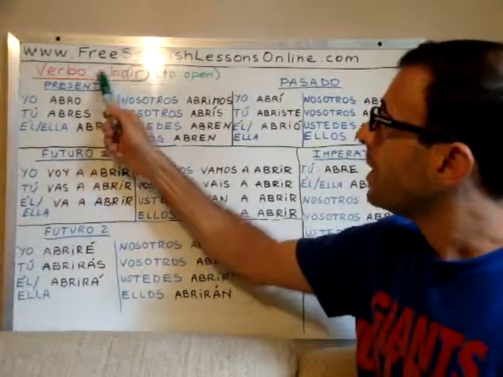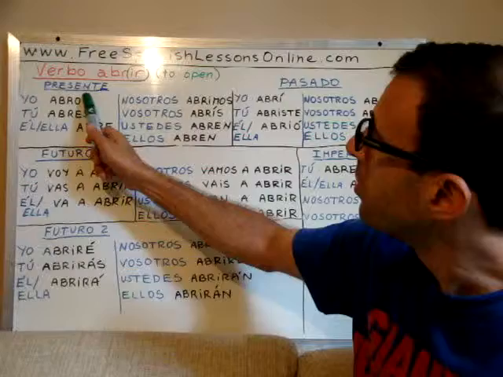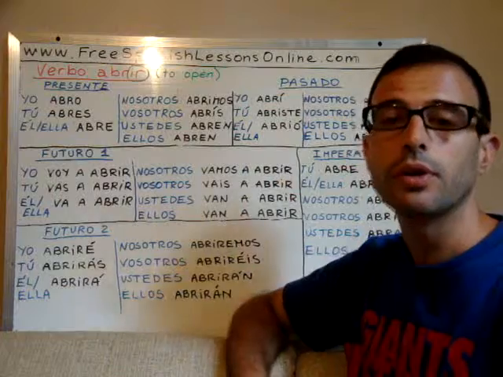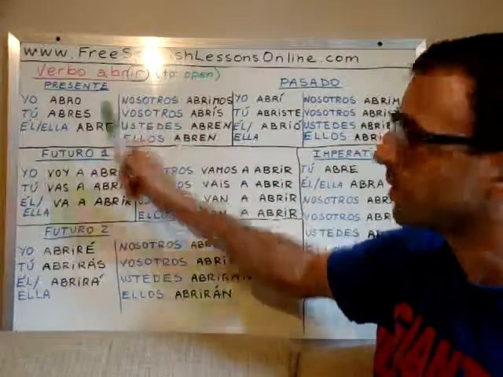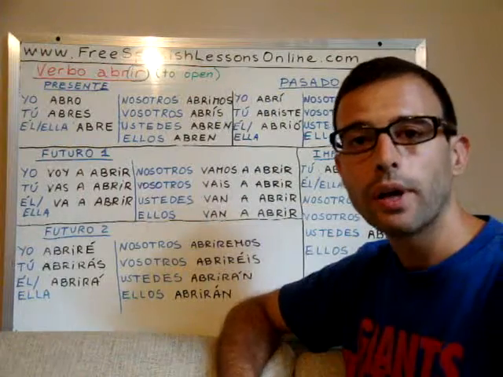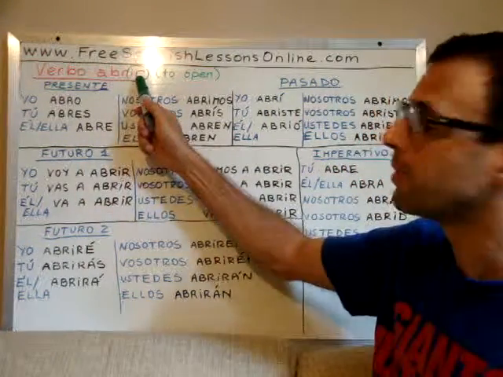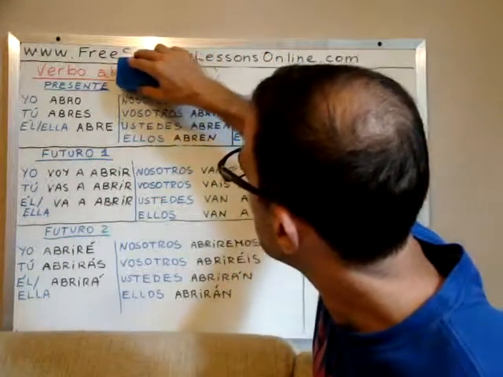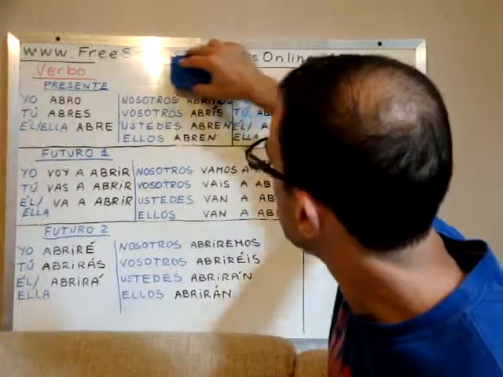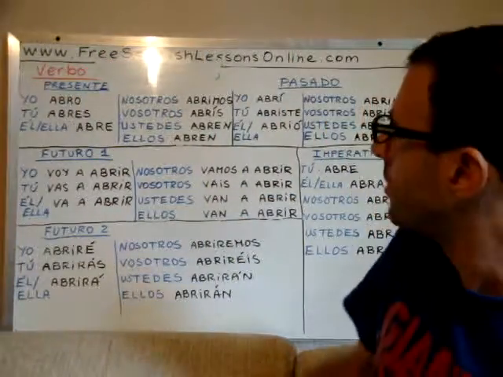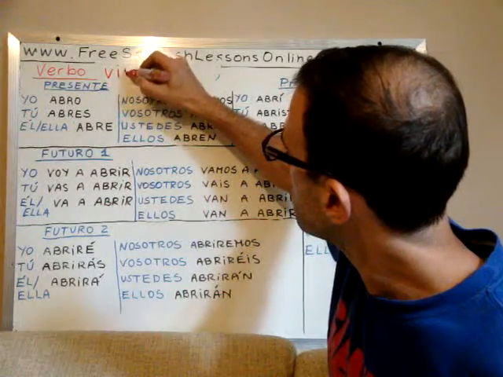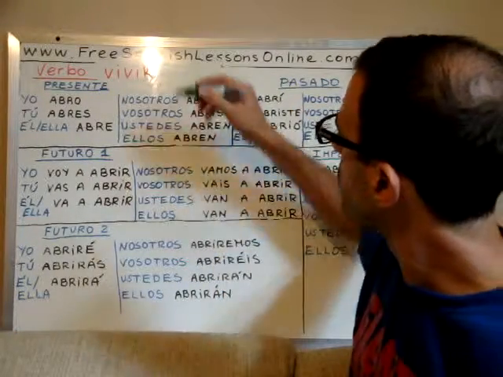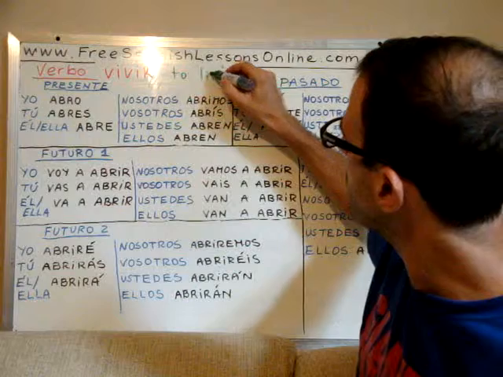So, abrir is a regular verb, so this form of conjugating applies to all the regular verbs that end in ir, okay? And now I will show you another regular verb of the group of verbs that end in ir. The verb we will see today is the verb vivir, that means to live. Okay? Let's write vivir. Vivir. This means to live. Okay?